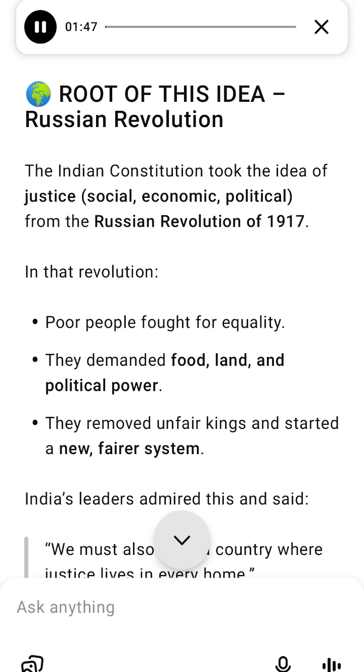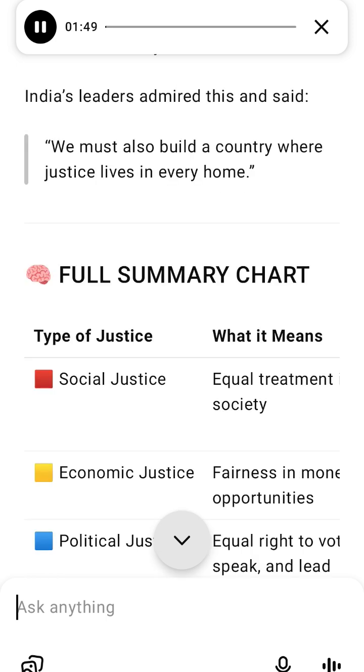Full summary chart: type of justice, what it means, who it helps, how it works.